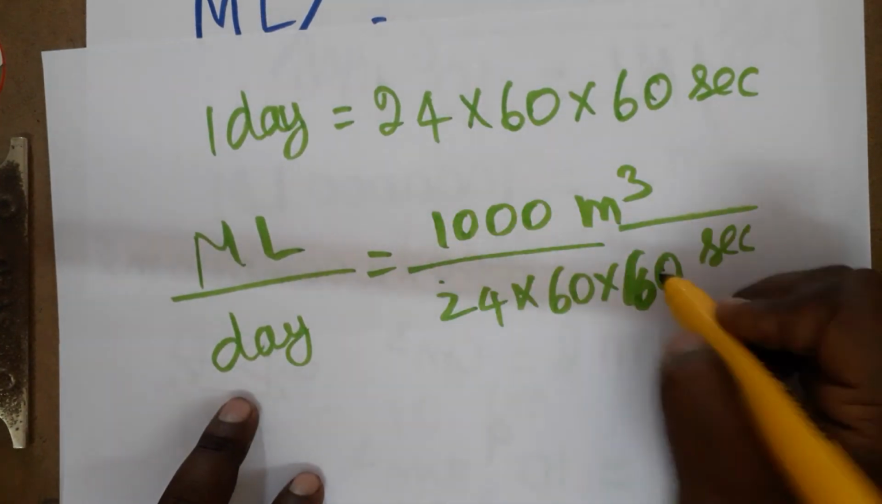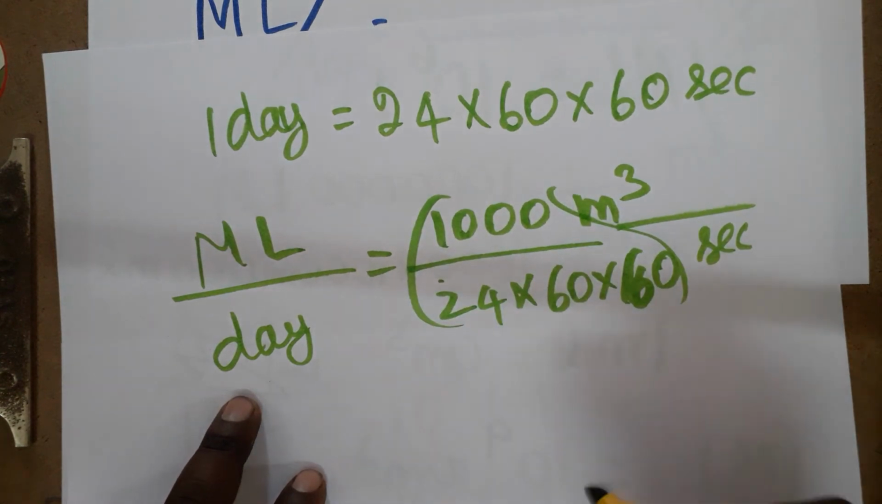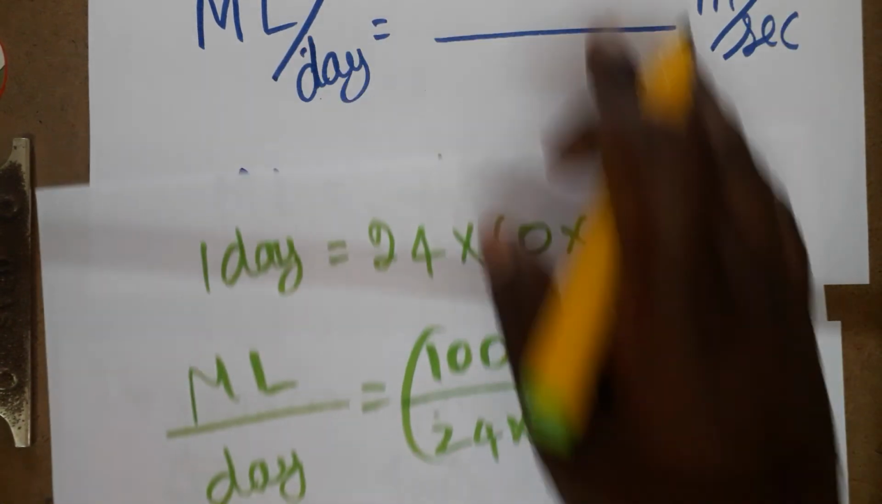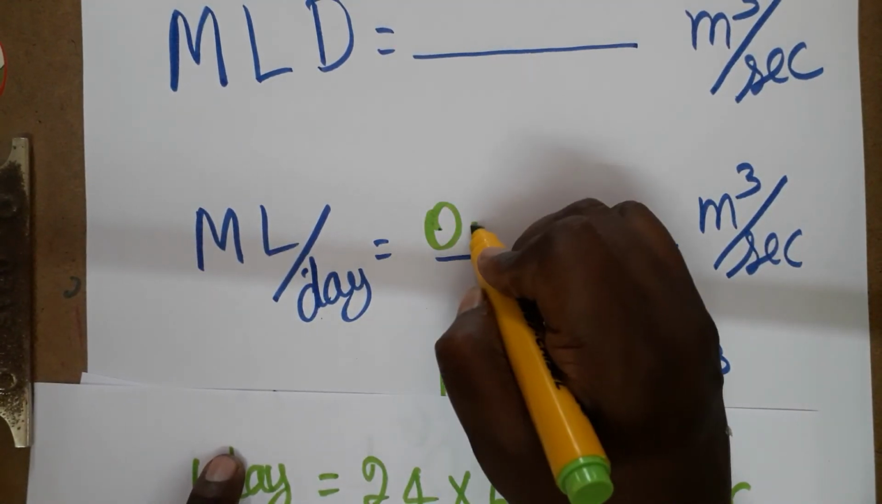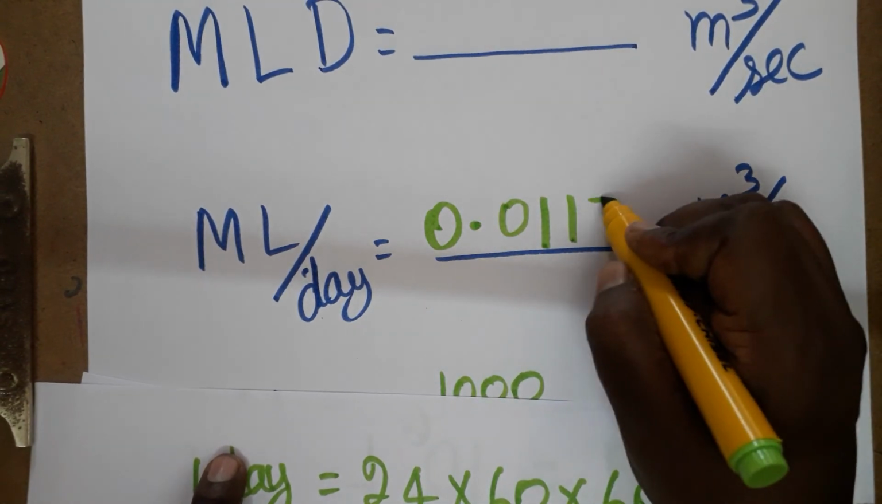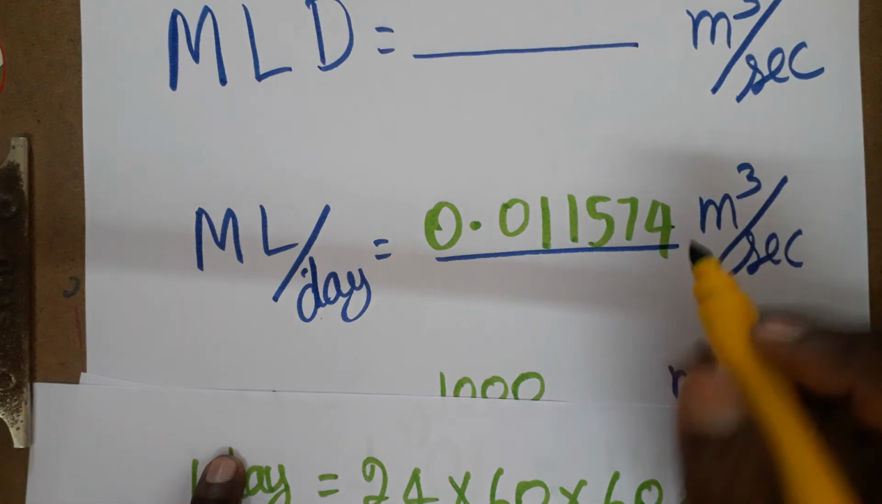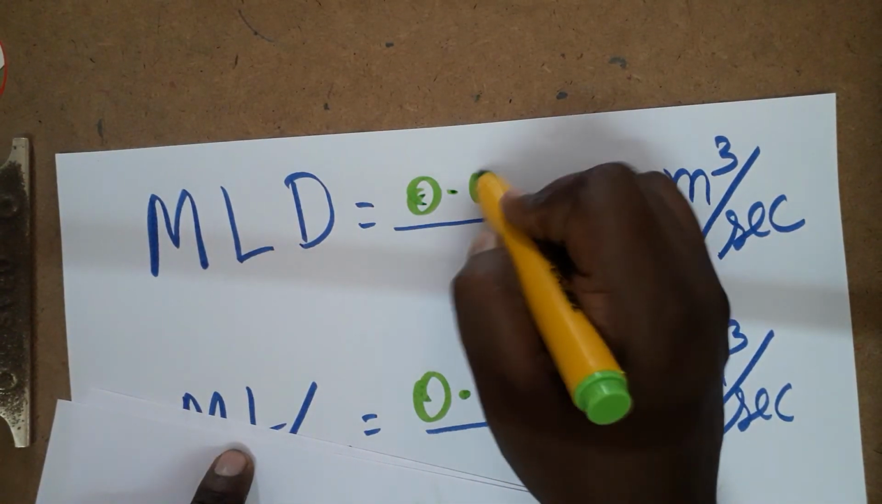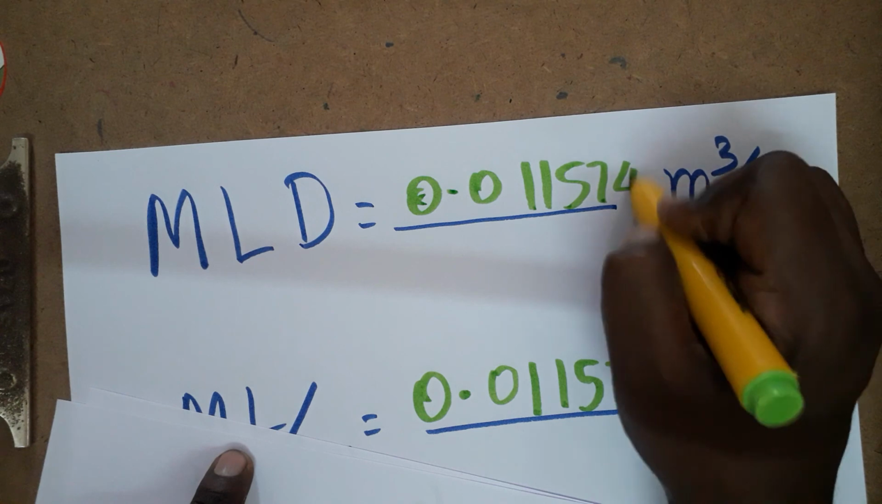When we are doing this calculation, you can use a normal calculator. When you divide this value, we will get 0.011574. Okay, the answer will be 0.011574.